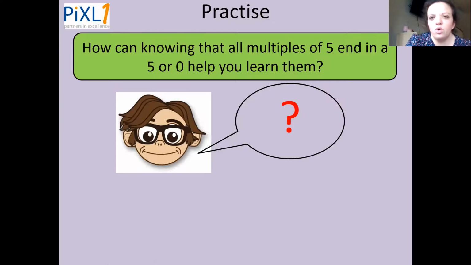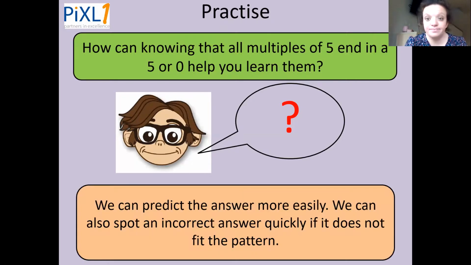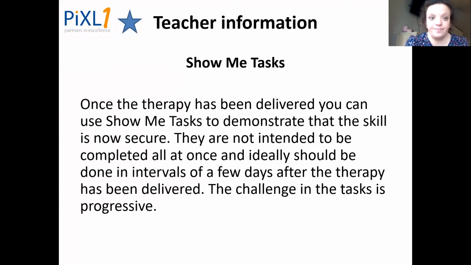So how can knowing all the multiples of 5 end in a 5 or 0 help you to learn them? Pause and write down what you think. Well done. We can predict the answer more easily, and we can also spot an incorrect answer really quickly if it doesn't fit the pattern. So if I did a working out and I got 5 times 4 is 33, I know that I've made a mistake because it can't end in a 3. It has to end in a 0 or a 5.